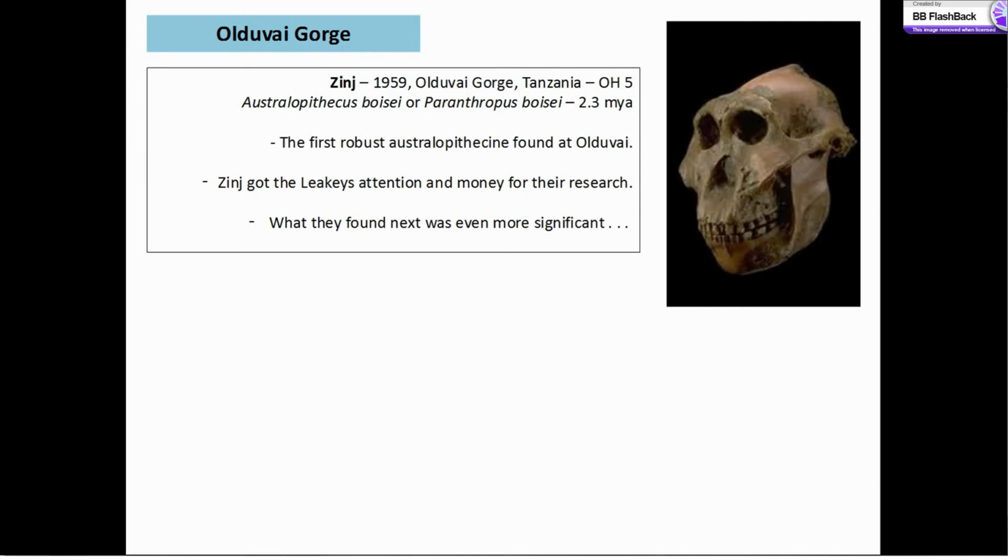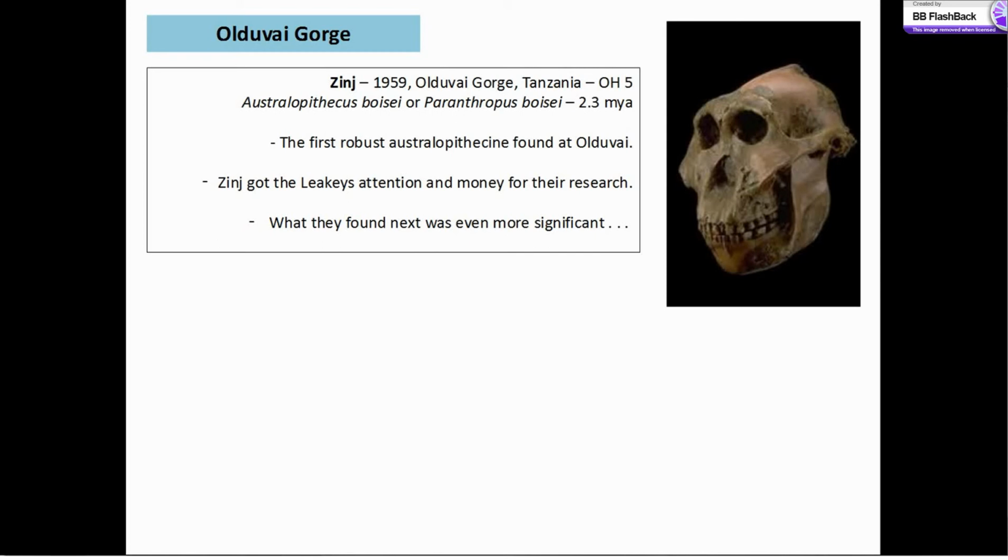So among the finds that the Leakeys made was this guy, Zinj, also sometimes called Nutcracker Man. He's an Australopithecus boisei, or perhaps Paranthropus boisei, if you like to give the robust Australopithecines their own genus name. And he was dated to 2.3 million years ago. He was found at Olduvai, of course. This guy was the guy who got them the recognition and the funding for their research.